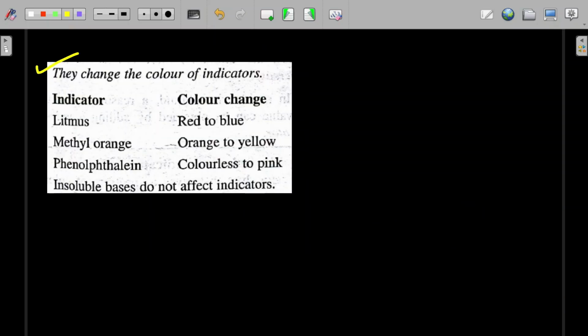Indicators we have already discussed. One point we have to know here: if the base is insoluble, then it will not change the color of the indicator. Insoluble bases do not affect indicators, because they don't form hydroxide ions. How can they give you a color change? It doesn't dissolve in the water.